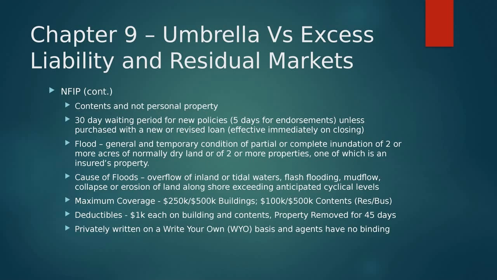And one good thing that you do get with NFIP coverage is flood insurance will cover property removed for up to 45 days. Under typical homeowner or other types of property policies, you're only going to get this for 30 days, but under flood insurance, you get it for 45. Now, understand that this insurance is privately written on a write-your-own basis, WYO basis, and agents have no binding authority, which makes sense because there is a waiting period on these policies, but no binding authority by agents in this case.